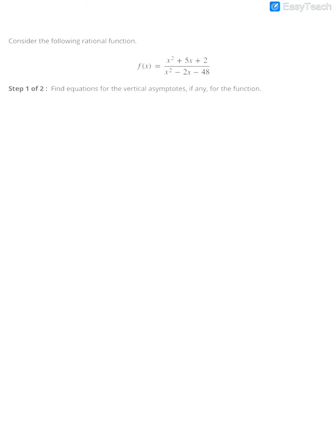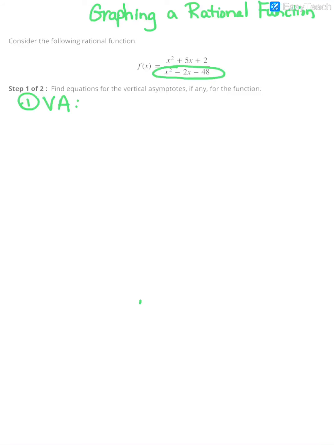In this video, we will talk about how to actually graph a rational function. Okay, so step one, we will first identify what we call our vertical asymptotes. And again, vertical asymptotes refer to the values of x that make the denominator, or the bottom of your fraction, equal to 0. So we'll take the bottom, set it equal to 0, and solve.